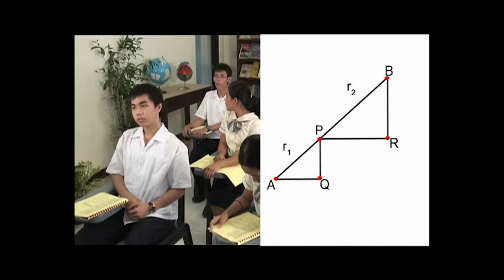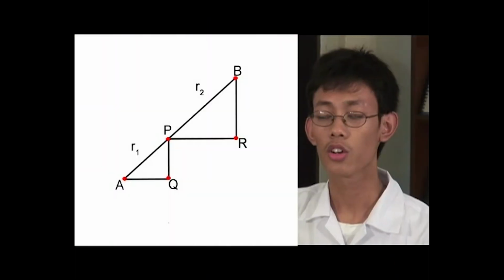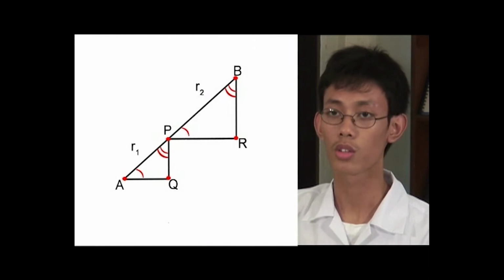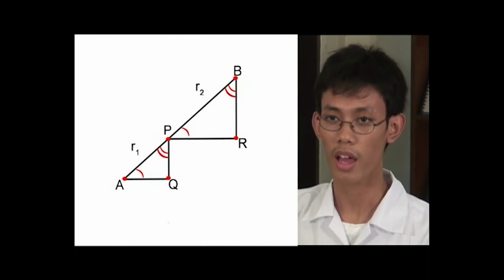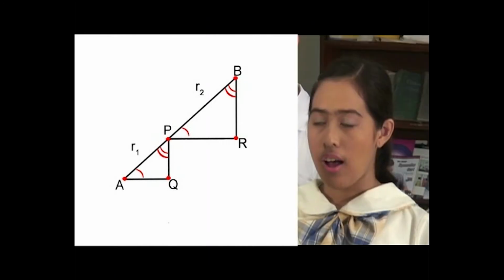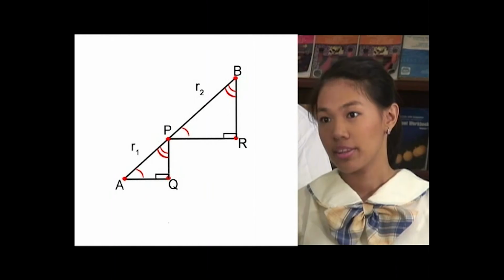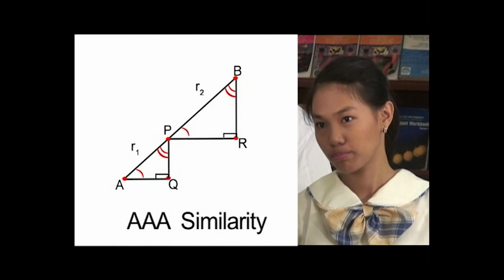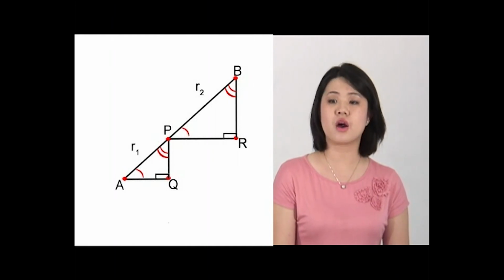The vertical lines are still parallel, and so are the horizontal lines. Then the corresponding angles are congruent. Which angles are these? Angle PAQ is congruent to angle BPR, and angle APQ is congruent to angle PBR, since they are pairs of corresponding angles formed by parallel lines cut by a transversal. Angle Q is congruent to angle R since they are both right angles. This means that the two triangles are similar by AAA similarity. Yes, that's right. So now the triangles APQ and PBR are similar.